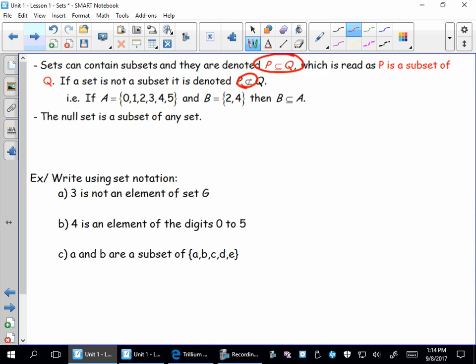So if we had the set A, and it's made up of 0, 1, 2, 3, 4, 5, and B is made up of the set 2 and 4, well, since all of B is taken from A, we could say that B is a subset of A. We could not say that A is a subset of B, however, because all the things that are in A are not in B.